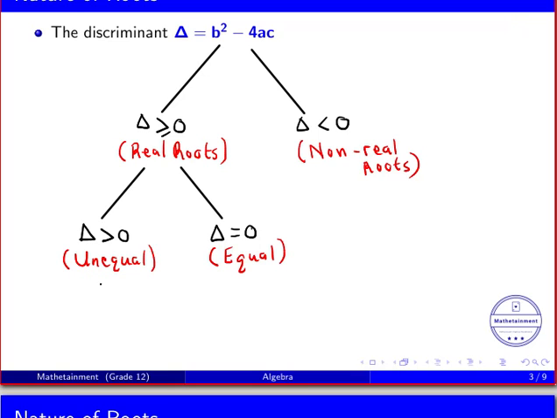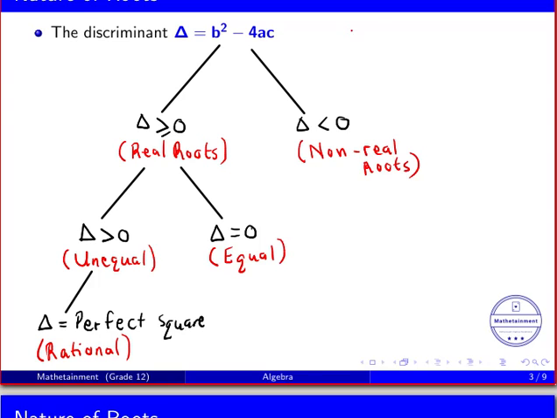Now, if your discriminant is greater than 0, it can happen that the value of your discriminant is something very interesting. It can happen that the value of your discriminant is a perfect square. If this is the case, then this is interesting because in addition to your roots being real and unequal, they are also rational.